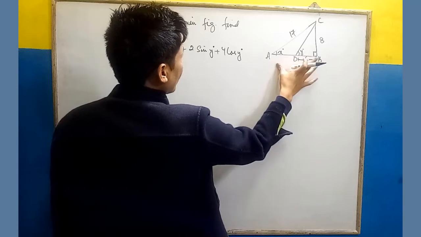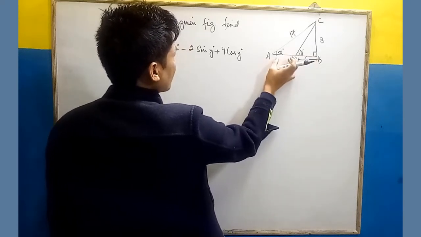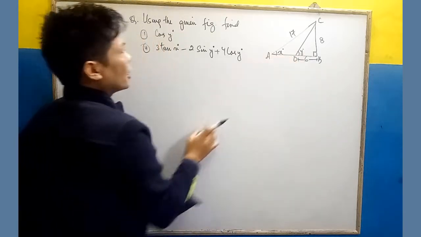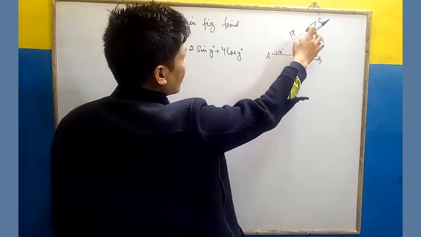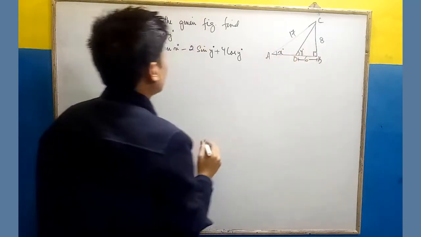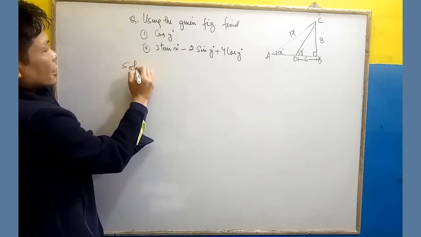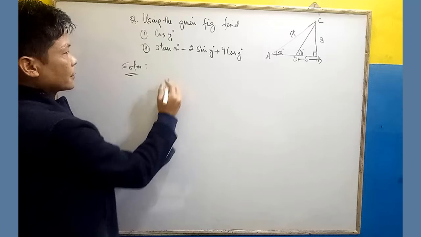So AB, but we have only the DB value. So first we have to find out the value of AD. So in order to find out the value of AD, we can use Pythagoras theorem in this triangle ABC. So first, let us find out how much is the value of AD.